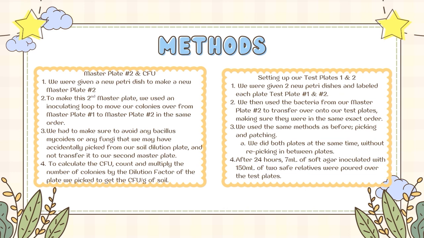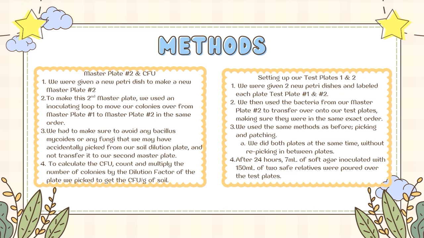Setting up our test plates 1 and 2. We were given 2 new petri dishes and labeled each test plate 1 and 2. We then used the bacteria from our master plate number 2 to transfer over onto our test plates, making sure they were in the same exact order. We used the same methods as before, picking and patching. We did both plates at the same time without repicking in between plates. After 24 hours, 7 milliliters of soft agar inoculated with 150 microliters of 2 safe relatives were poured over the test plates.